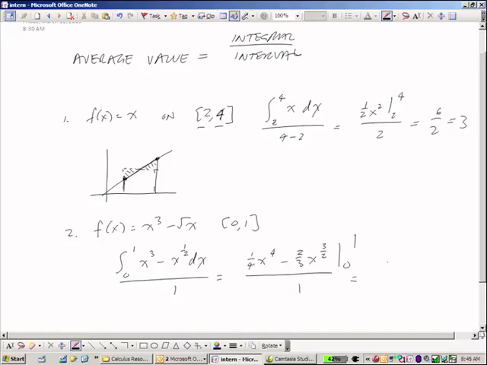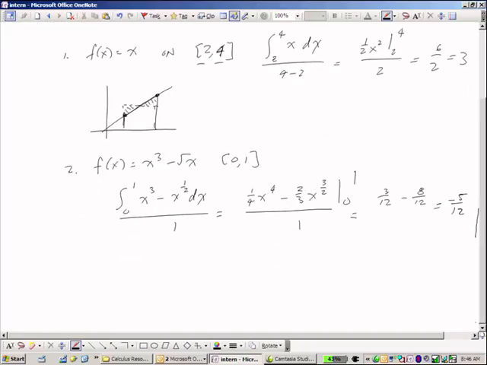Okay, so common denominator is 12ths, right? So 3/12 minus 8/12. Did I do that right? Any arithmetic people around? Fraction people? All right. It's going to be negative. Wow. That's all right. We can have average values that are negative.